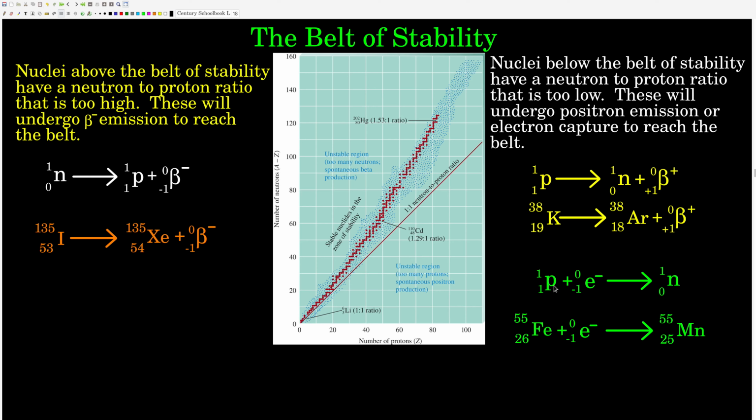Electron capture looks like this. A proton in the nucleus captures an electron, probably from a 1s orbital, and is converted into a neutron. So once more, the neutron to proton ratio increases. An example would be iron 55 capturing one of its electrons, being converted into manganese 55, like this.